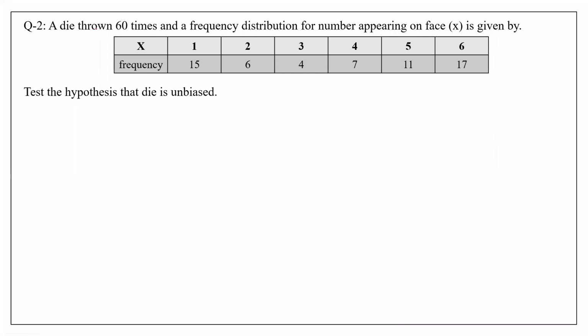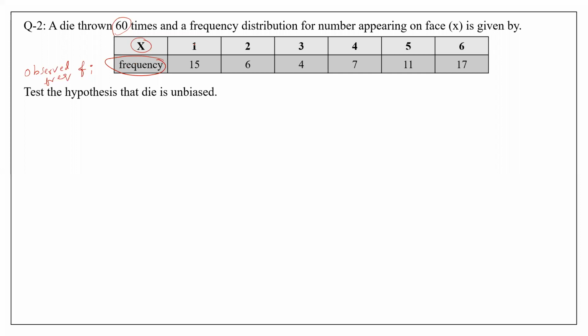We have a die thrown 60 times and a frequency distribution for the number appearing on a face is given by. So here x is the number appearing on the face and here is the frequency. Frequency means this is your fi. What is fi? The observed frequency in the experiment. This is your observed frequency. So I will just write that here. This is the observed frequency fi.